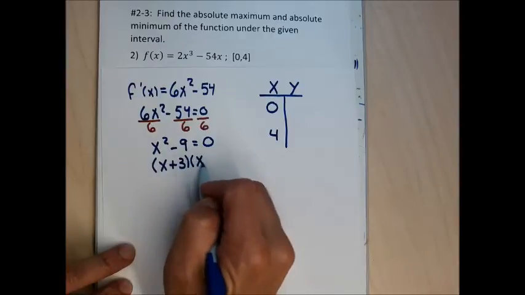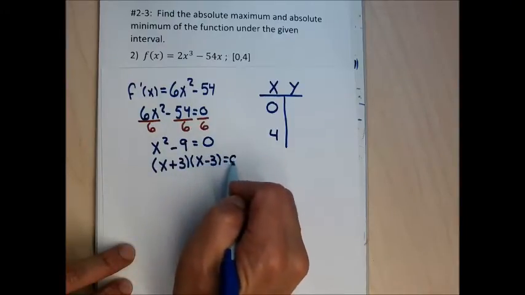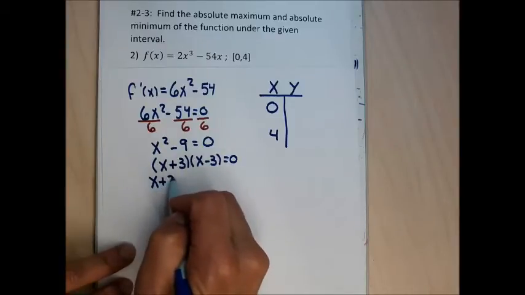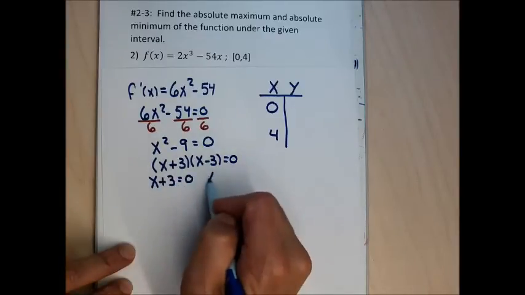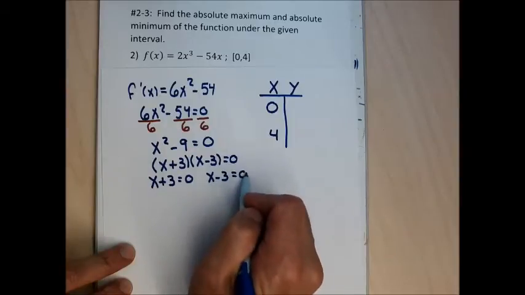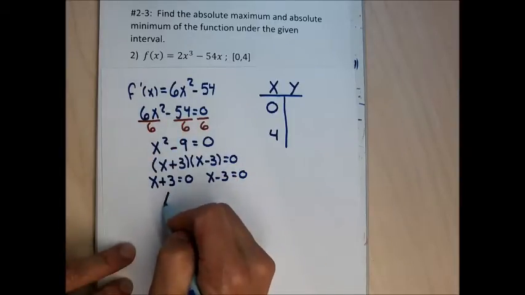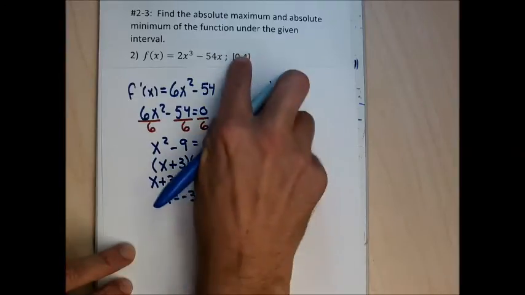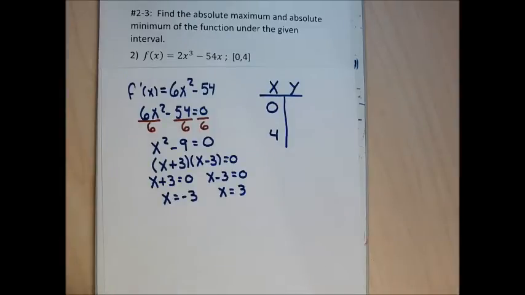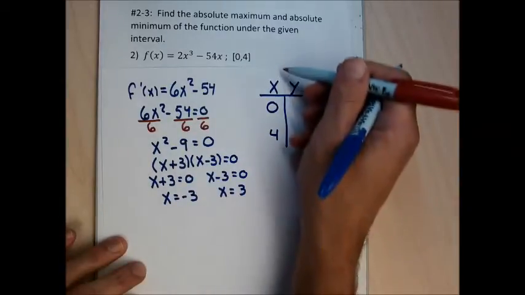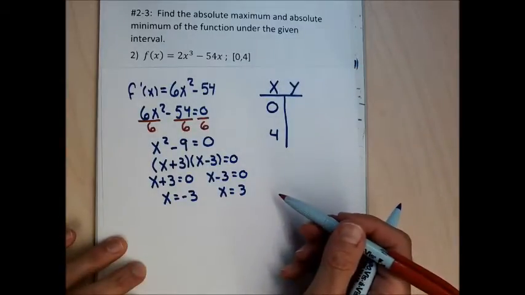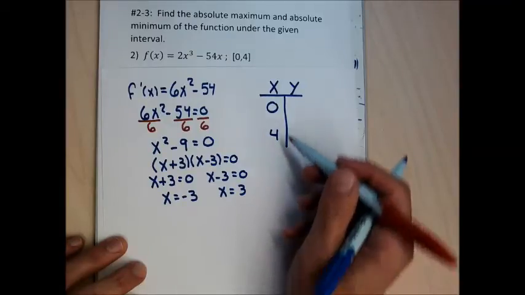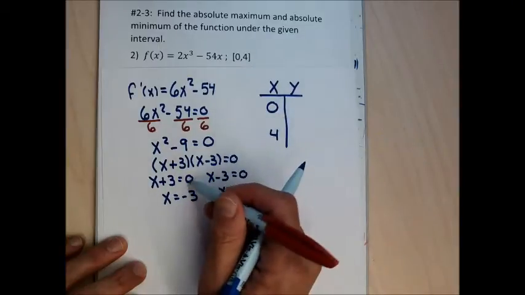I'm going to factor that x squared minus 9, and then I'm going to set the factors equal to 0. And I'm going to take any answers to where the first derivative equals 0 that are in between 0 and 4. I'm supposed to find the absolute maximum and absolute minimum under the given interval 0 to 4. When I go to figure out what value of x relates to the absolute maximum and what value of x relates to the absolute minimum, I'm only allowed to look at x's between 0 and 4.